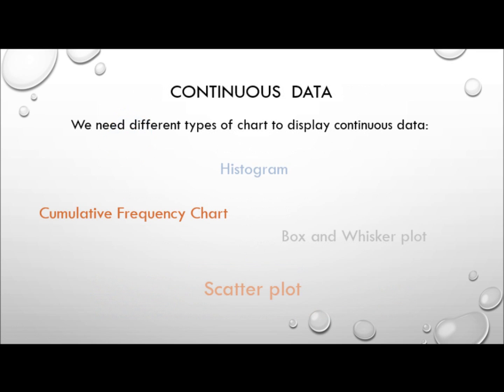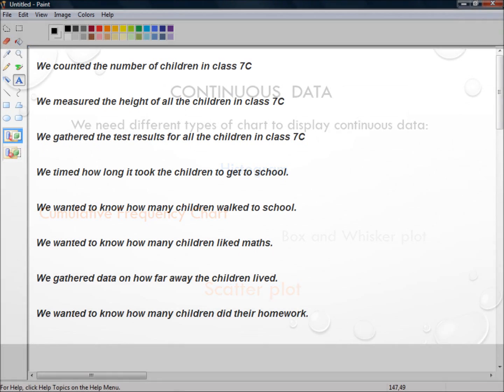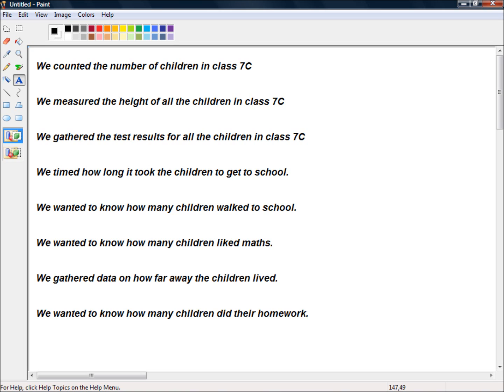Needless to say, we need different types of charts to display continuous data, so we could use histograms, cumulative frequency charts, box and whisker plots, scatter plots, all of which we'll look at in future videos. Okay, well, so much for the theory. Let's have a go at putting this into practice.